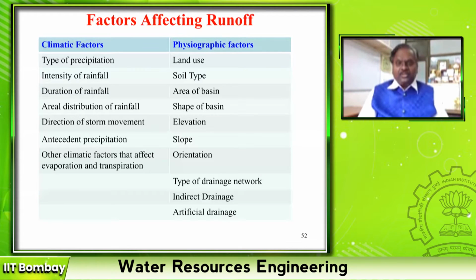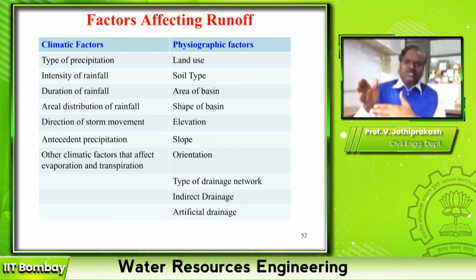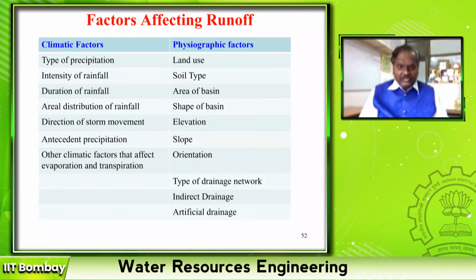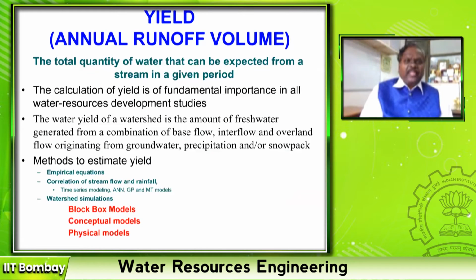Suppose the river is oriented from northeast to southwest, that means my entire clouds will be moving over the entire basin. Then I will have more rainfall, like what happens on the west side of the Western Ghats. That's why during the southwest monsoon we have heavy rainfall on the Western Ghats, because the clouds cover the entire basin. And if my basin is oriented in the opposite direction of my wind flow, then we'll have less runoff. So this is how the factors affect.